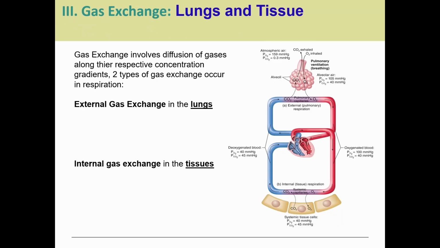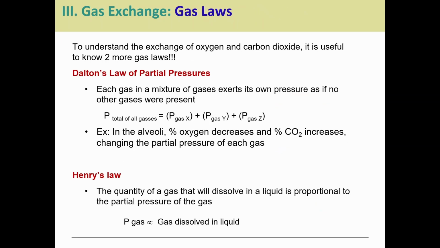All right, so gas exchange, as we mentioned often at this point, we have two sides of this. We have the external side and the internal side. External side is the exchange happening in the lungs. Internal is what's happening between the tissues. And so we have to know these laws to understand how oxygen and carbon dioxide make these exchanges.